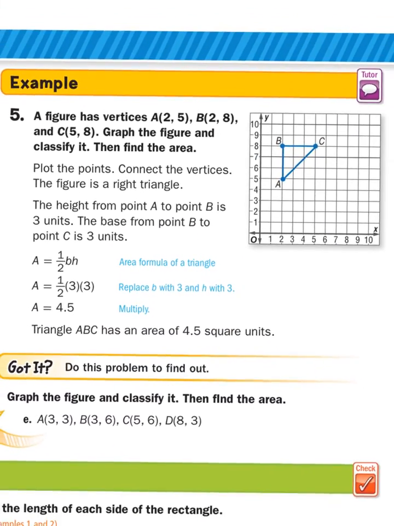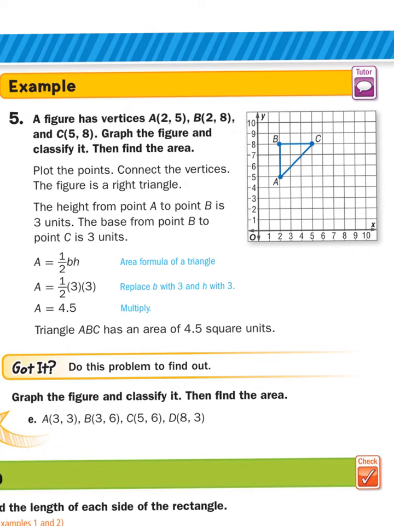Okay, in 5, it says, A figure has vertices A, B, C. I'm not reading the numbers. Graph the figure and classify it, then find the area. Look at all the stuff you've got to do in this one. You've got to graph it, and then you've got to classify it. In other words, name it.